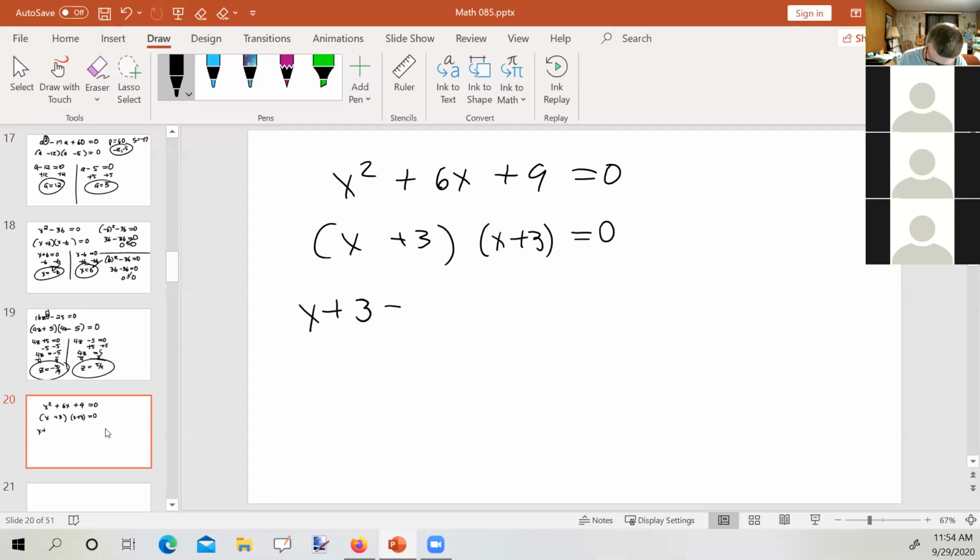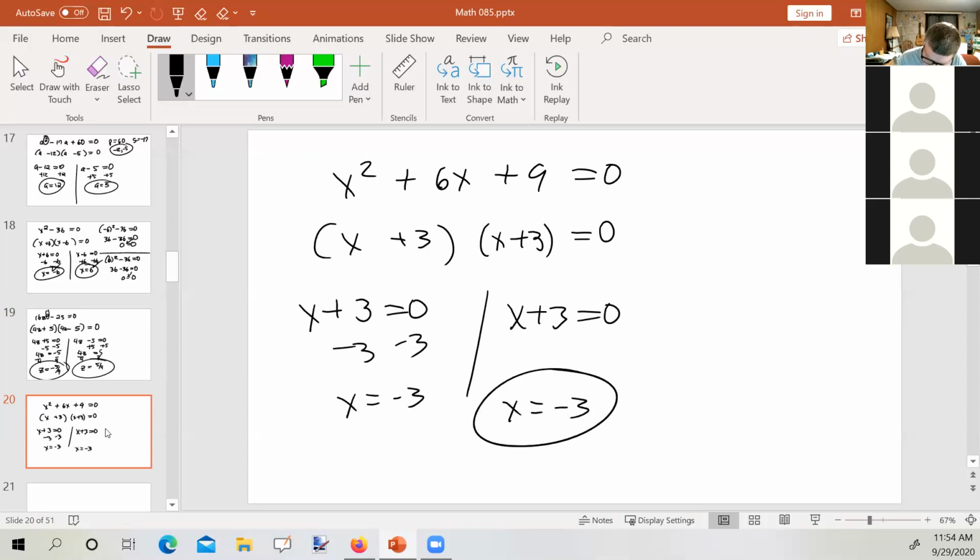So x plus 3 equals 0, x plus 3 equals 0. Subtract 3 from both sides. Same thing over there. So I'm going to get two solutions. They are not unique solutions. Since it's a perfect square with two identical factors, it has two identical solutions, but there still are two solutions. Okay? Any questions there?